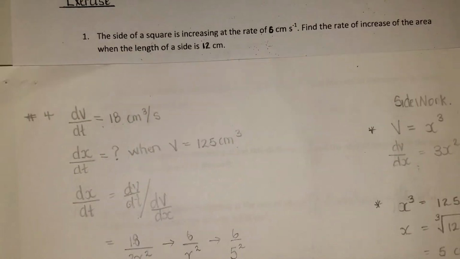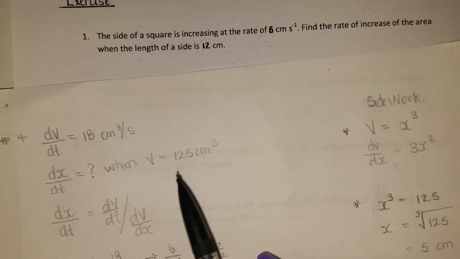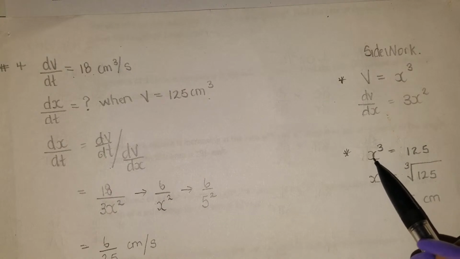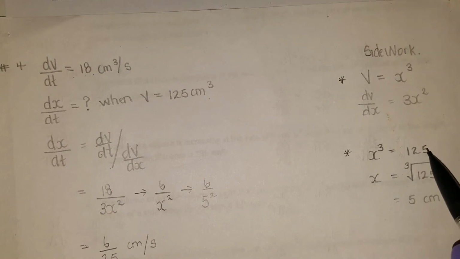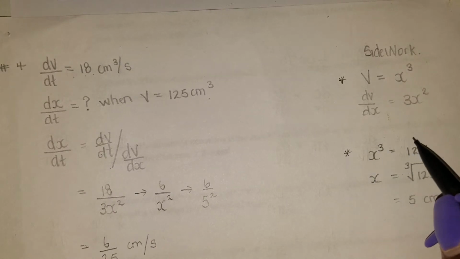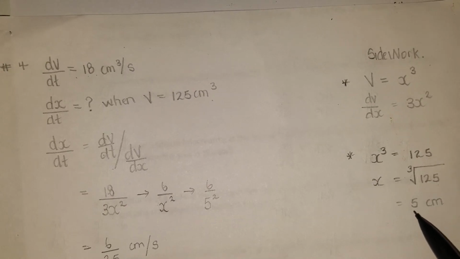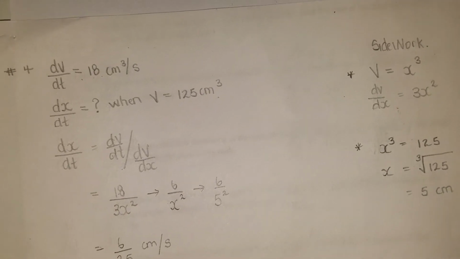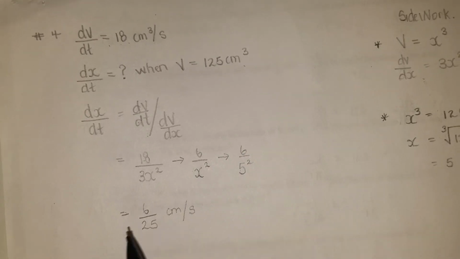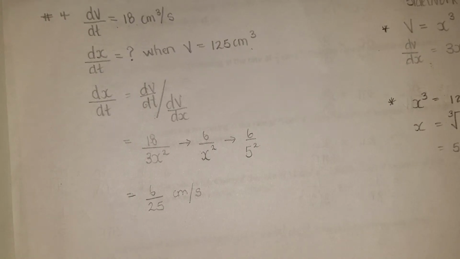Now, in the question, we weren't given the length of the side. We weren't given x. What we were given was the volume. So now if I equate that to 125, the volume, which is x cubed, to 125, we can solve for x by finding the cube root of each side. And the cube root of 125 is 5. So this is the length of the side of the cube. So if x is 5, when we square that, we have an answer of 6/25 centimeter per second.